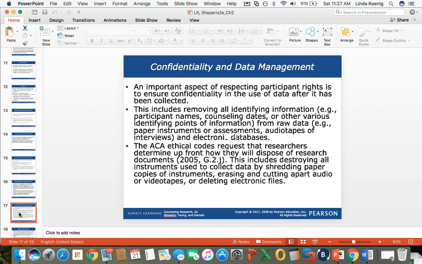So before we even start a research project, we have to have a plan as to what's going to happen to the data and the documents once the research project is over. We can plan to shred that. We can plan to keep it for a period of time. If we're doing a trend study, we might want to do that. But we have to have a plan as to how long it's going to be kept, where it's going to be kept, who's responsible for it, and then how it's going to end up being destroyed.